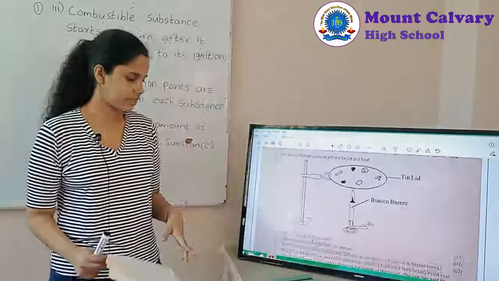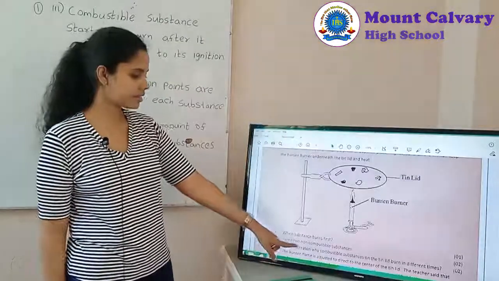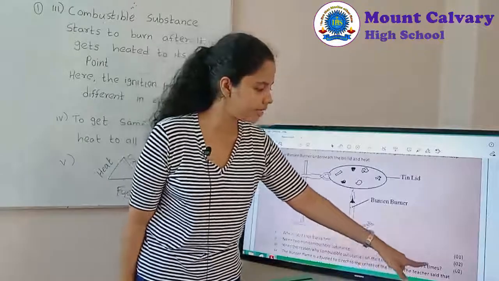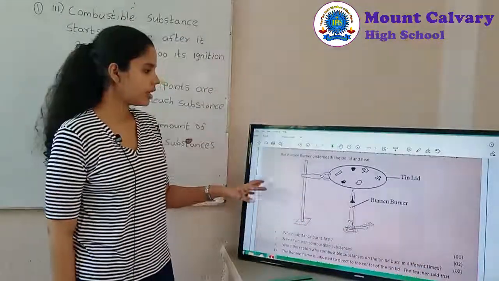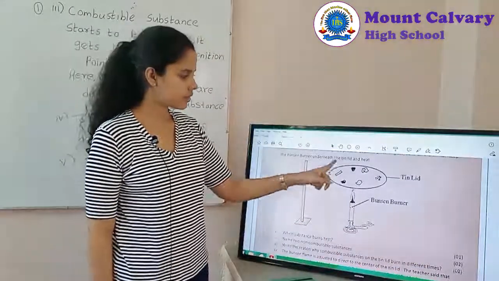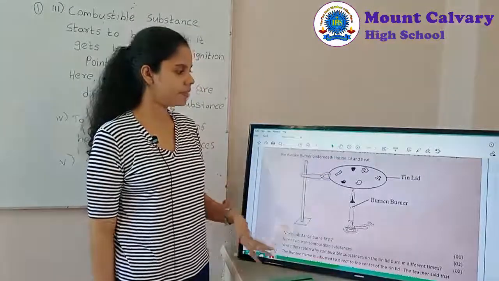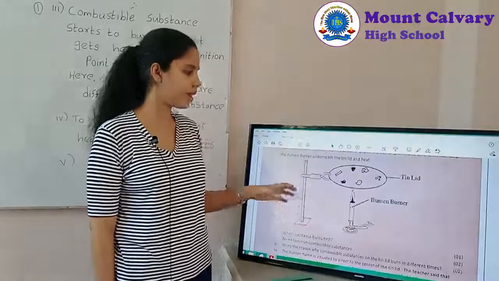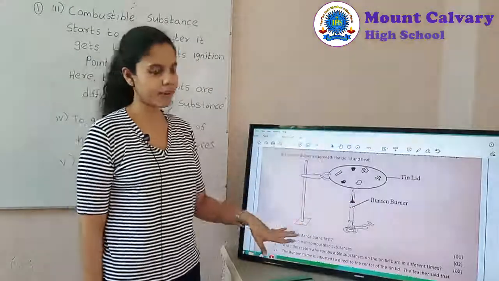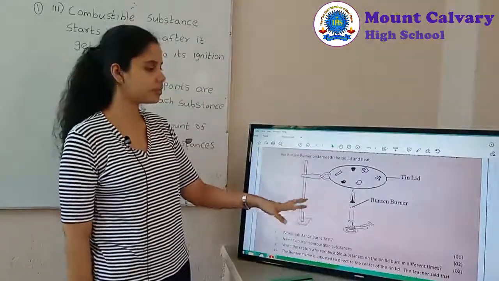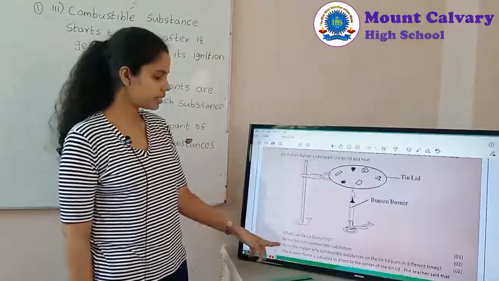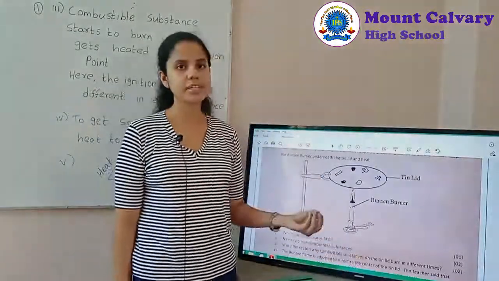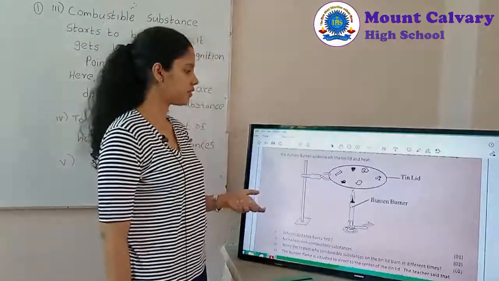Then the third question: write the reason why the combustible substances on the tin lid burn at different times. The magnesium ribbon, the petrol, sugar and piece of paper will start to burn, but not at the same time. They take different times to burn. Why do these combustible substances take different times to burn? What is the reason for that?